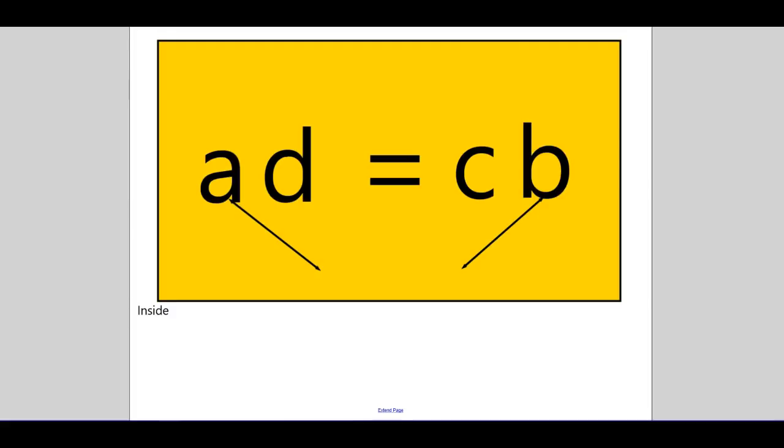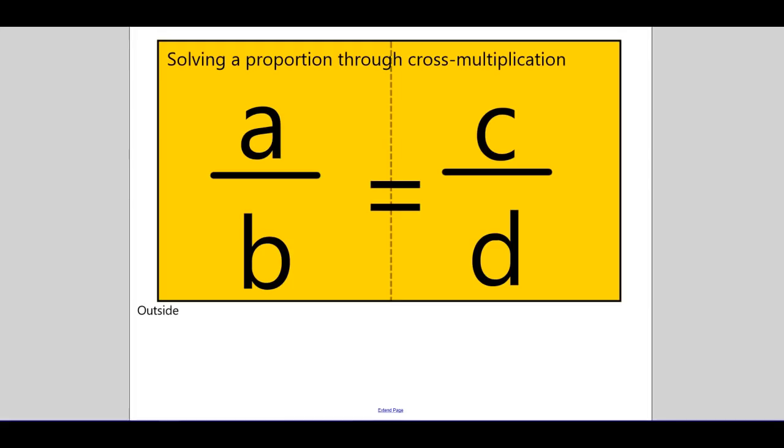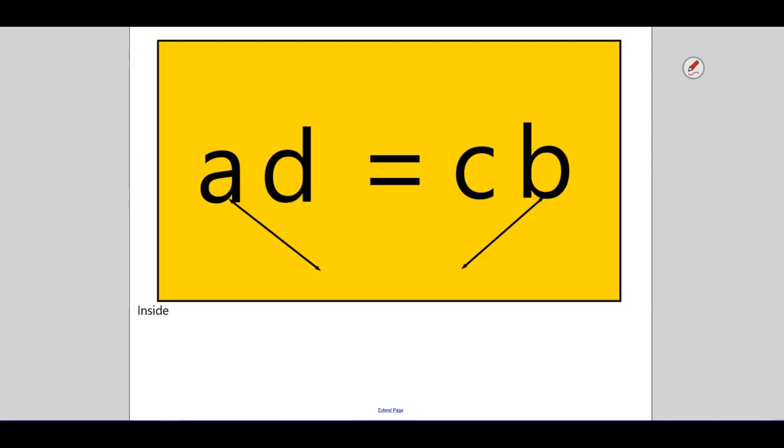If I go back to the front of this and show you, this is how your letters become together through multiplication. So I'm multiplying in this direction, A times my D, and it doesn't matter which side you put on the equal sign. I'm also going to cross multiply this way, so I'm multiplying my C times my B. So when I'm all said and done, back to the inside part of it, this is the result of what you have for solving a proportion through cross multiplication.